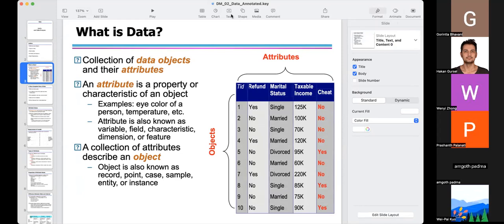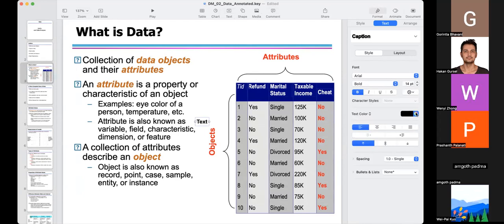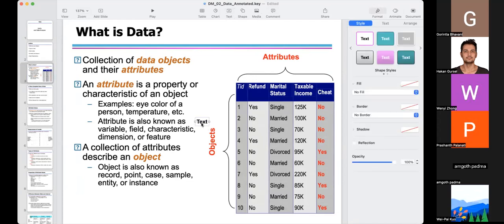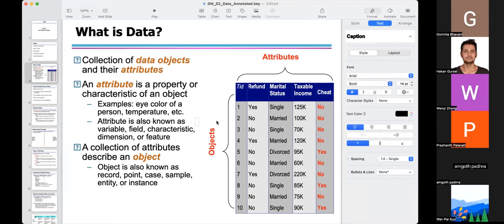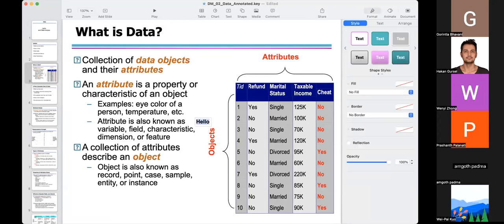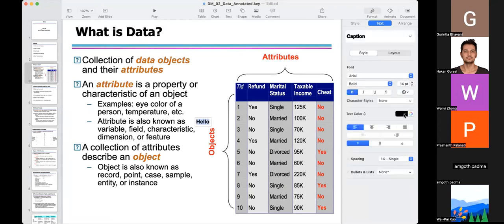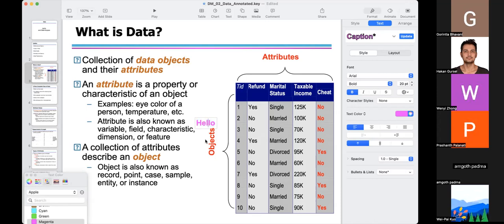So what is data? Give me just a second, because I'm trying to write something on the screen here. Okay, so what is data?